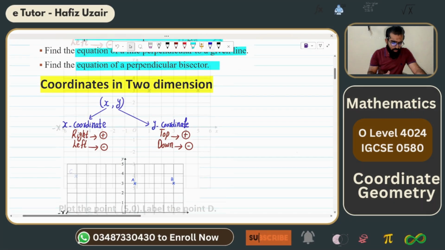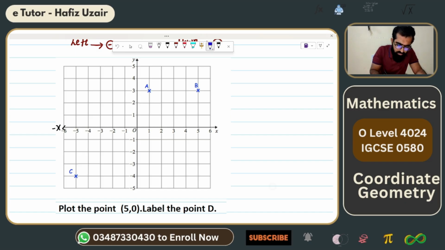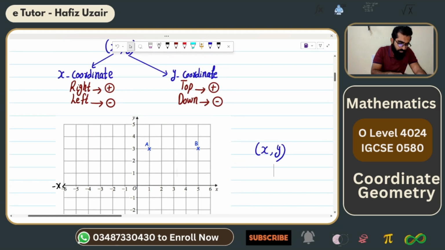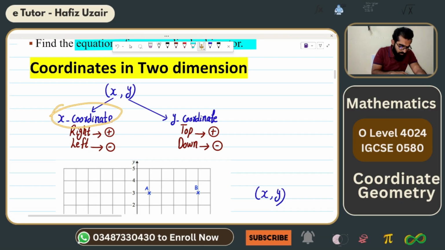So the first thing is to plot any point on this grid. So you need coordinates, and how do you write coordinates? Coordinates are always written in the form of x comma y. So let's explain this. This x represents the x coordinate, and this y represents the y coordinate.